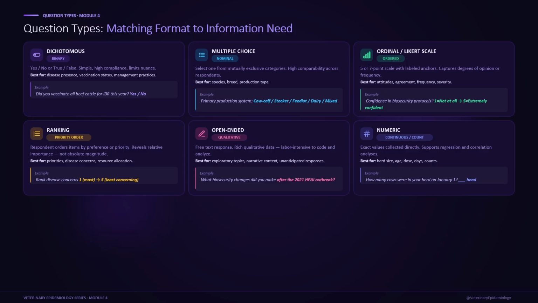Here's an ACVPM exam tip. You may be given a variable description and asked to identify its measurement scale. Nominal equals categories, no order. Ordinal equals ranked, unequal intervals. Interval equals equal intervals, no true zero. Ratio equals equal intervals, true zero present. Body weight in kilograms is a ratio. Pain severity, mild, moderate, severe, is ordinal.